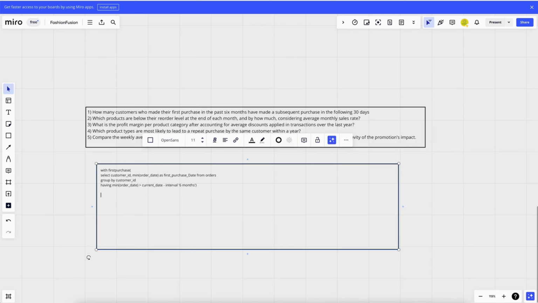And now what we have to do is just join this first purchase table with our orders table to get the count there. I'll just start with, I'll say select count of distinct, I'll call this first purchase customer ID.